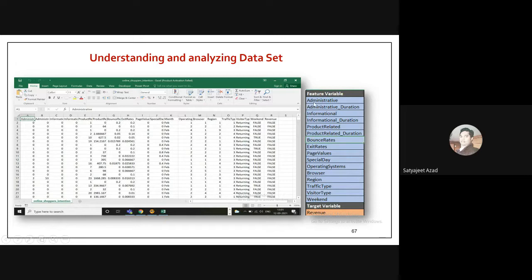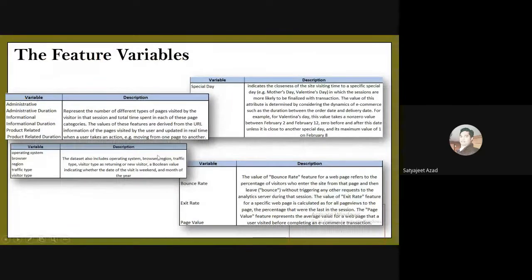For example, the feature variables are administrative duration, informational duration, and so on, and the target variable is revenue. I think this is clear. What I mean by administrative duration and informational duration is the number of different pages visited by the visitor in the session and the total time spent in each of these page categories. The values of these features are derived from the URL information. These are the descriptions of the variables; you can easily read them.